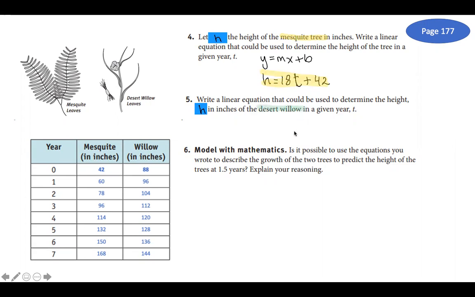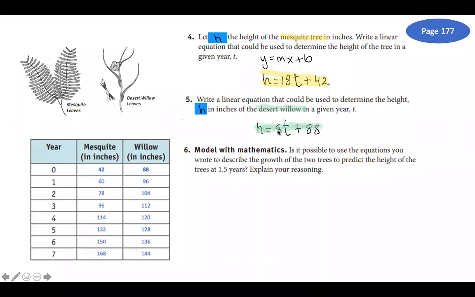All right, let's write one for the willow tree. For the desert willow, what is the equation going to be? Well, again, it's going to be y equals mx plus b. Again, the height, we're going to use h. The rate is different. So m is going to be different for this one. It's going to be 8, right? An increase of 8 inches per year. We're multiplying that times t because that's the number of years. Plus, it has a different starting value. So let's look. In year 0, it was 88 inches tall. So plus 88. Okay, let's make that one green. Those are our two equations.